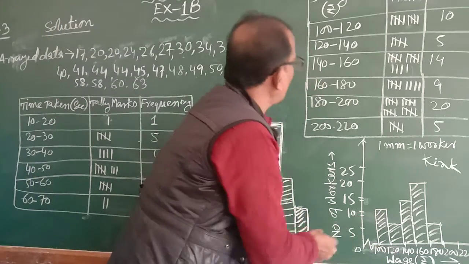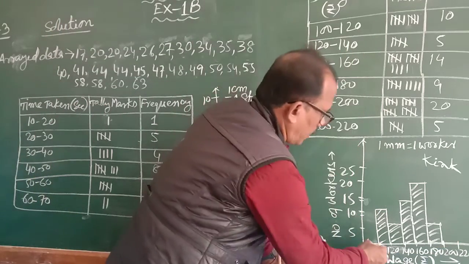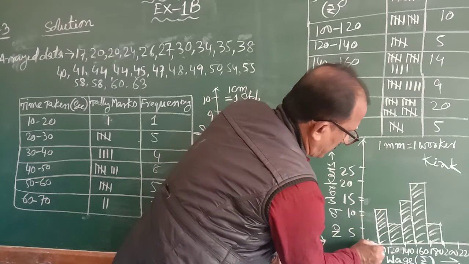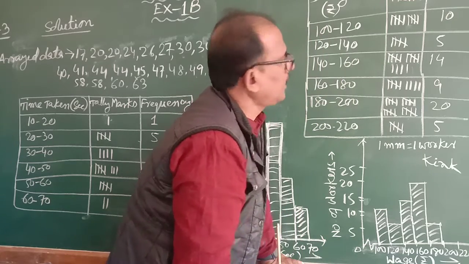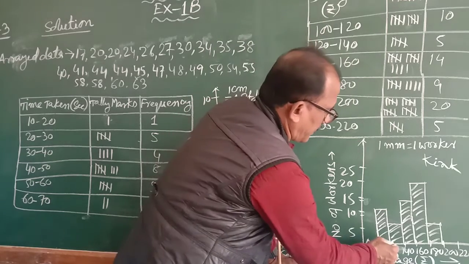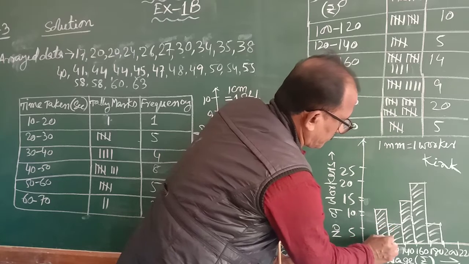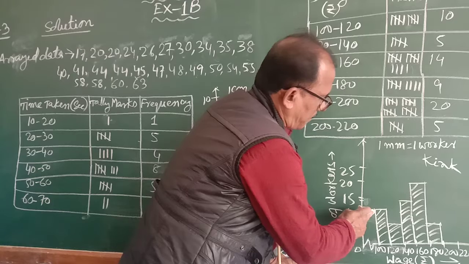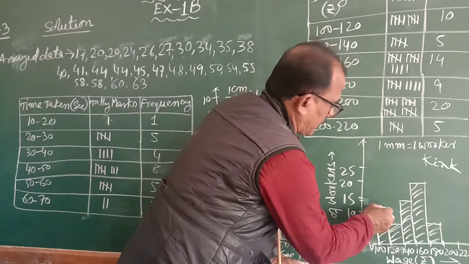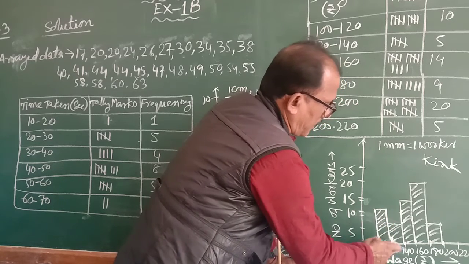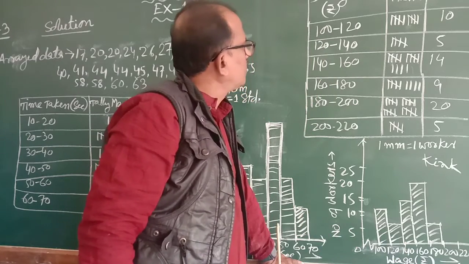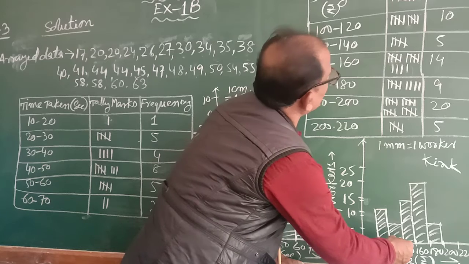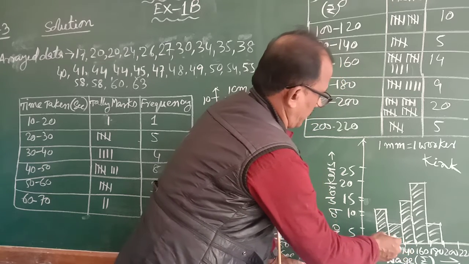Now 100 to 120, how many? 10. You have taken the first line up to 10. See, up to 10 you have drawn this line. You understand? Now 120 to 140, how many? 5. Next line you have drawn till 5. But as the first is up to 10, later on you will connect this. Could you understand? Now next 140 to 160, how much? 14. You have gone till 14.